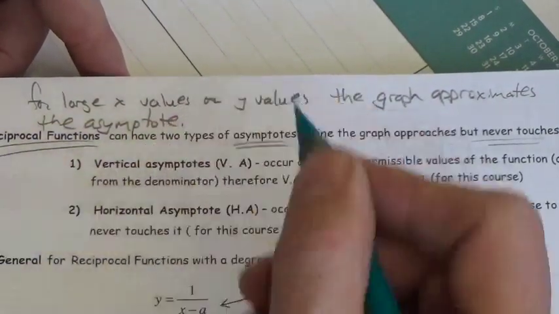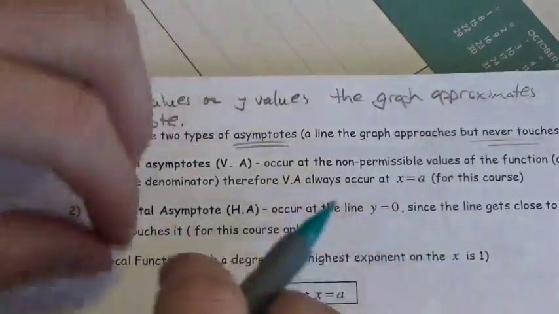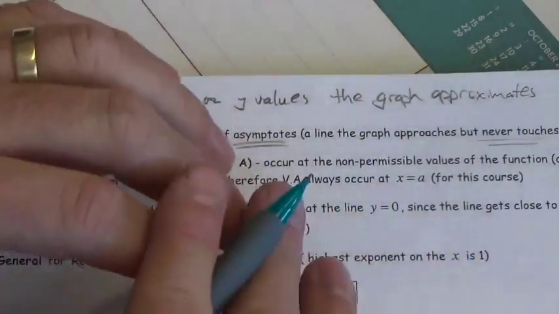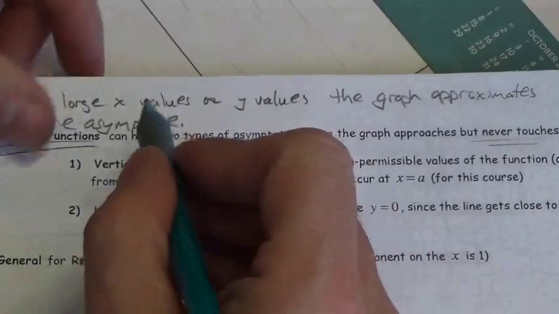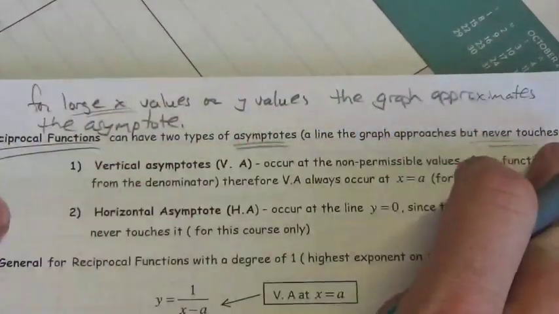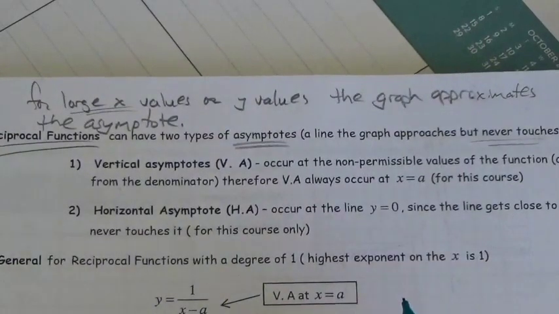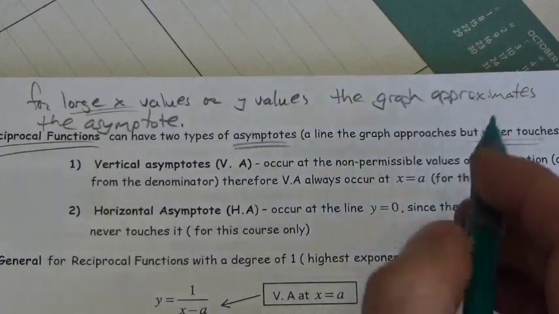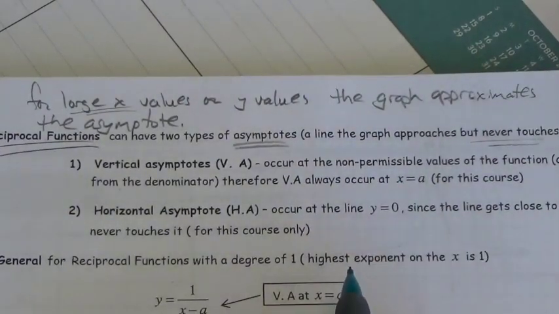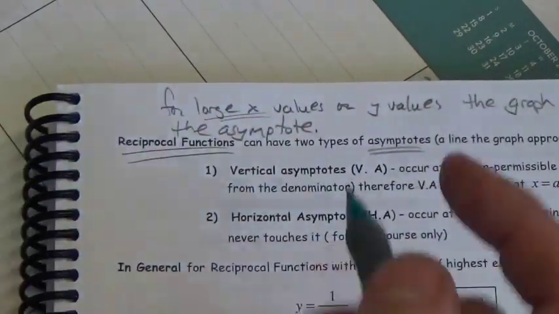Okay, now in other words, what I'm saying here is that when you move away from the origin, and really far away from the origin, for large values of x, either horizontally or large values of y vertically, then the graph that you're drawing, once you get way out there, starts to look more like this thing that we're calling an asymptote.